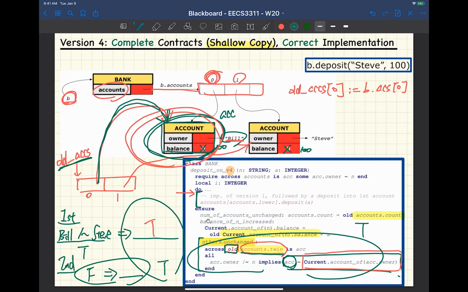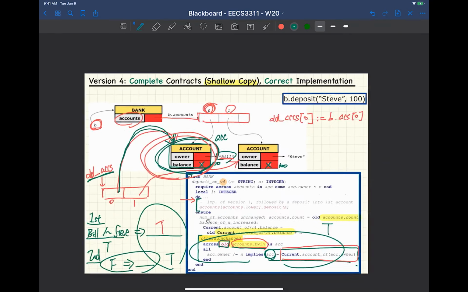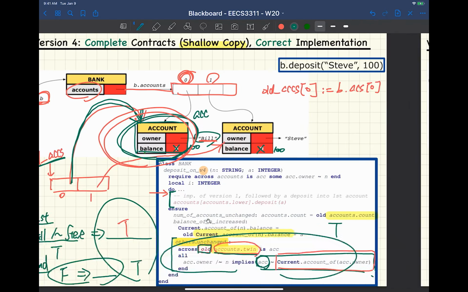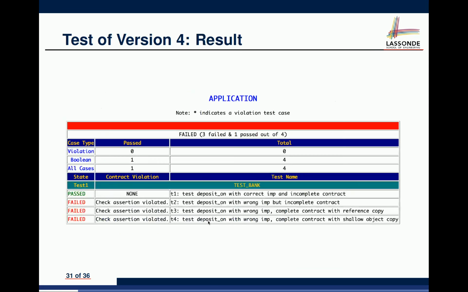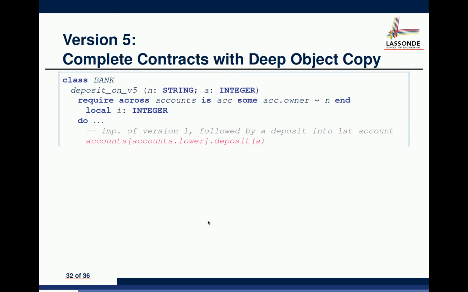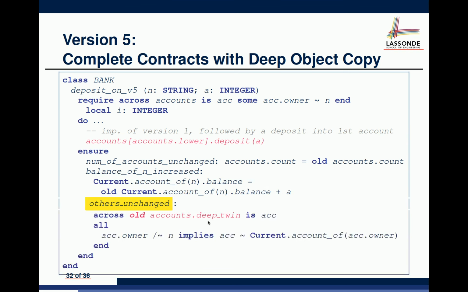At least we try to make some new array, but not new accounts. So what option do we have left? Deep twin. Let's take a look, okay, to finish the story. And then I'll give you some exercises to think about, and then we can move on to math models. Okay, for the last version over here, version number 5, we still have the same wrong implementation, and then we now go across all accounts deep twin, right? That's what we have right now.